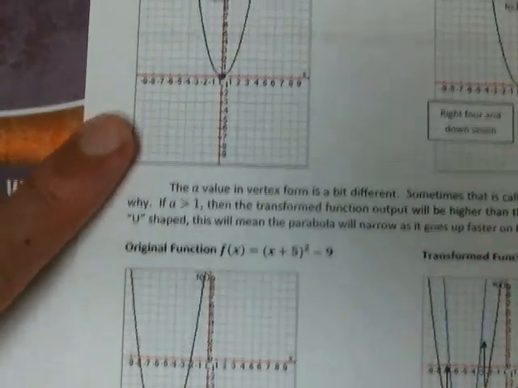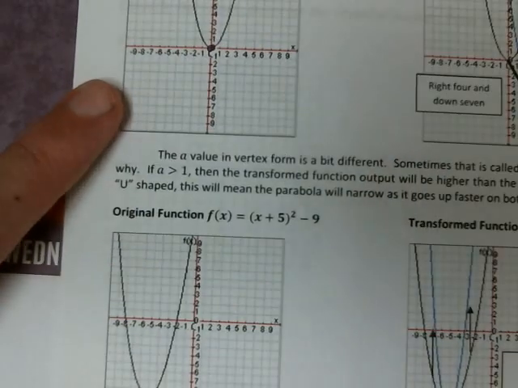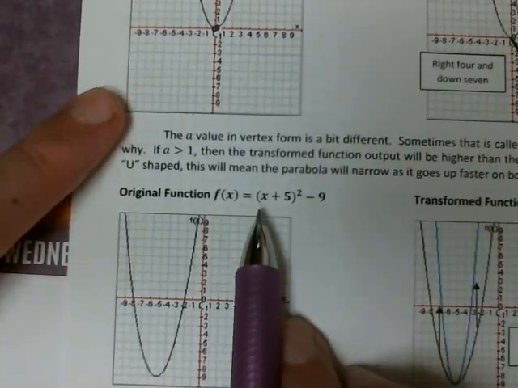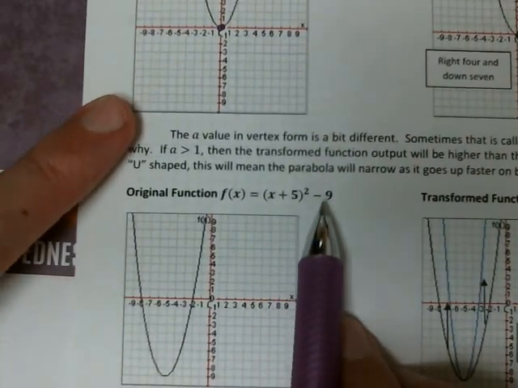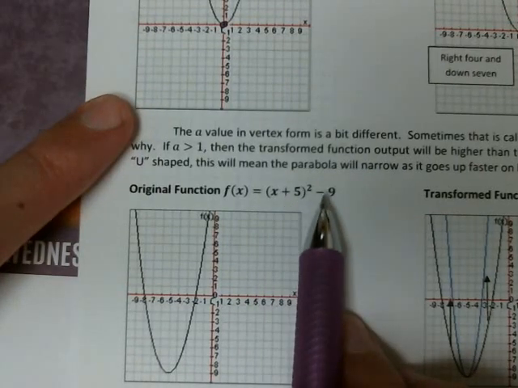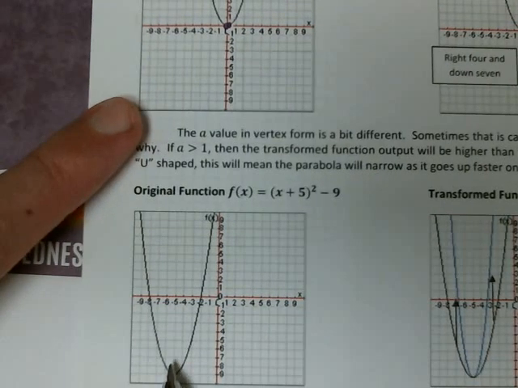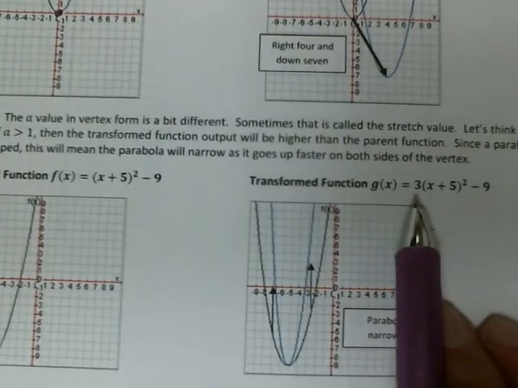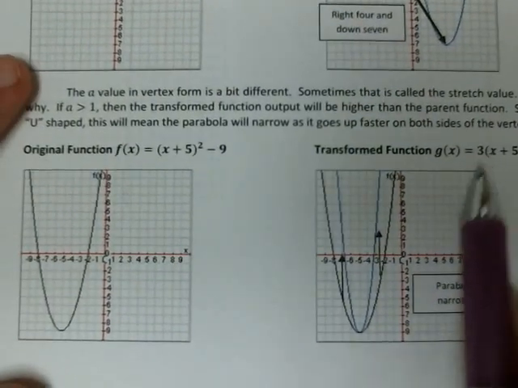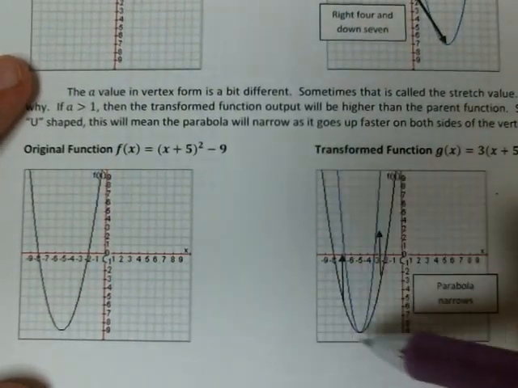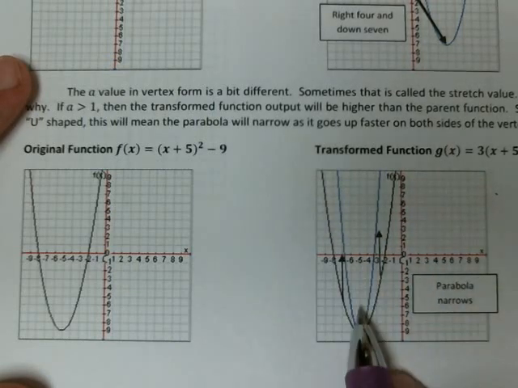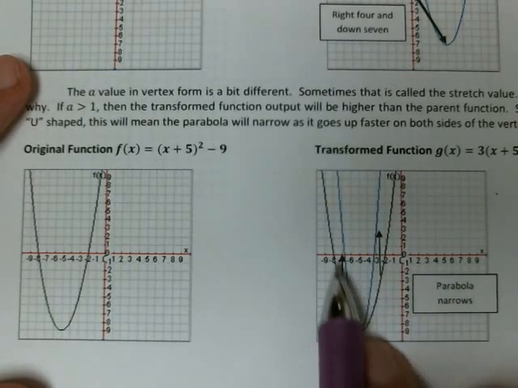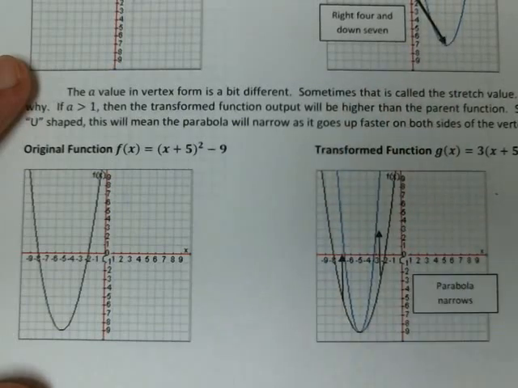So let's take a look at an example here. The original function is (x plus 5) squared minus 9. The vertex is -5, -9 over here. Then I'm going to transform that by throwing this 3 in front of it. You'll notice this is the original black graph, and then I've got the blue graph, and notice that the parabola narrows, or it's being stretched like a rubber band.